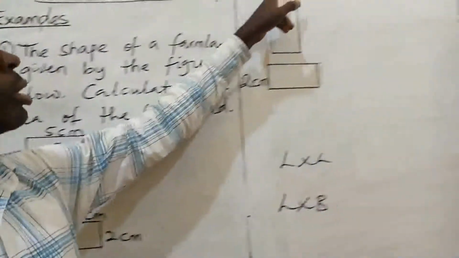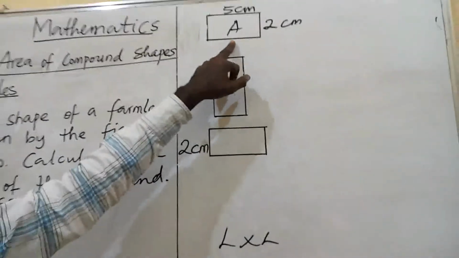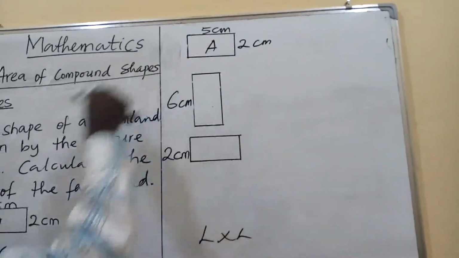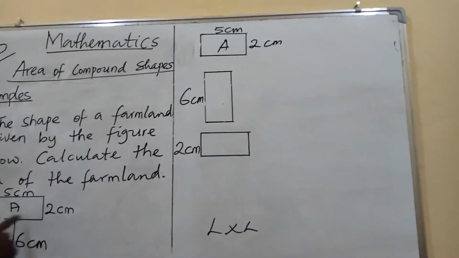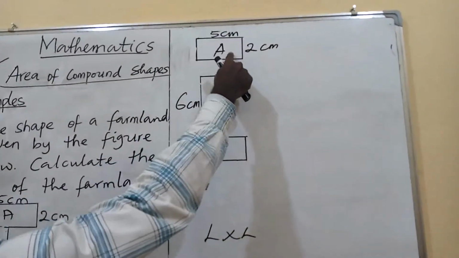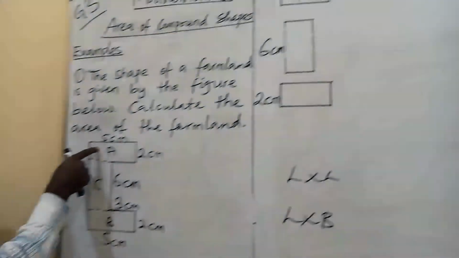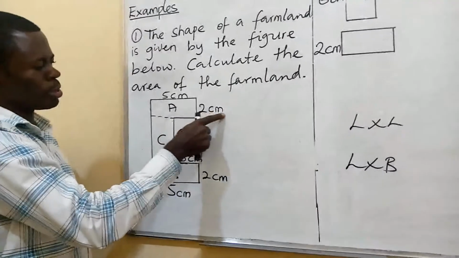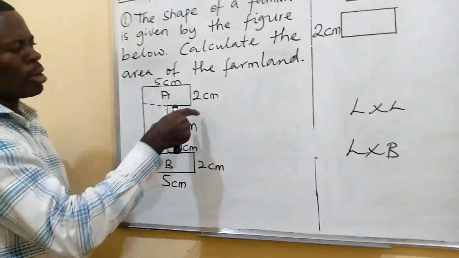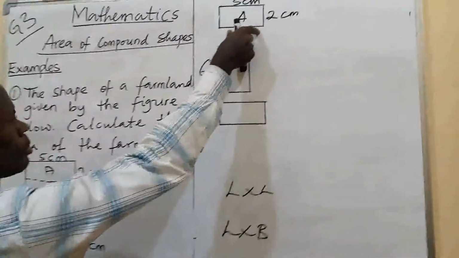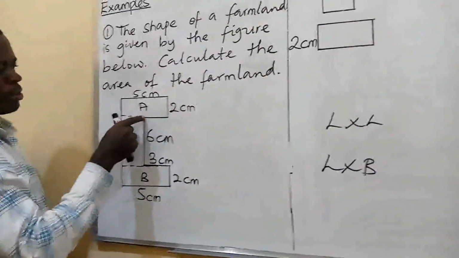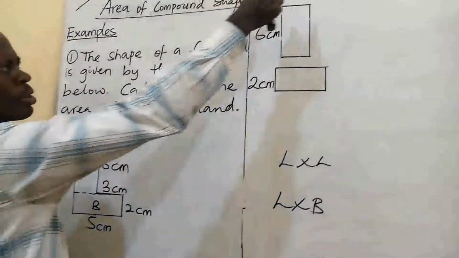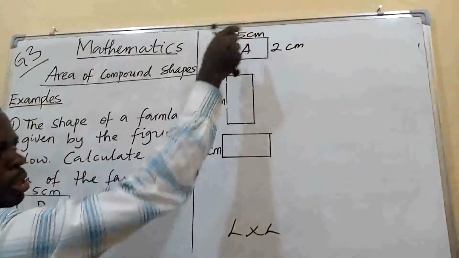Now, looking at this shape, this other side, we have shape A here. From here, we've cut out shape A. And look at it here. As it is here, we have 5 centimeters as its length, and we also have 2 centimeters as its breadth. So that's why we have shape A here. We cut shape A from this point to this other point. You can see it here, it's being drawn there.